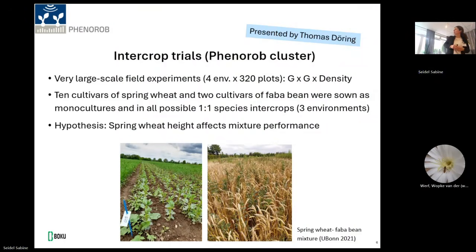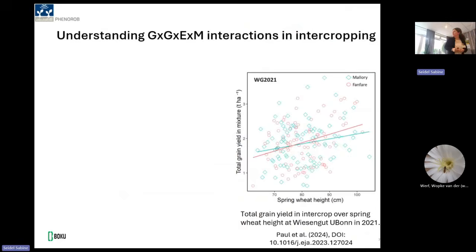And now you see this very super strong correlation, which is the total yield in the mixture over the spring wheat height for the 2 faba beans. And you can see that, well, if you're very optimistic, you see a bit of a correlation. And this was only in 1 out of the other environments where we found it. So in the other ones, we found no correlation even. So the spring wheat height had really a minor effect on the performance.